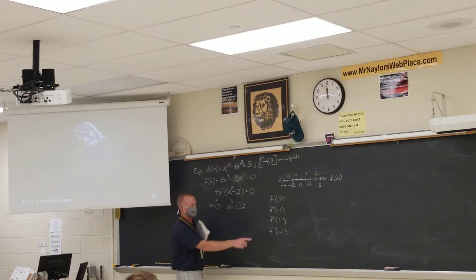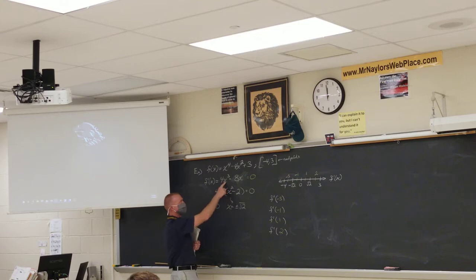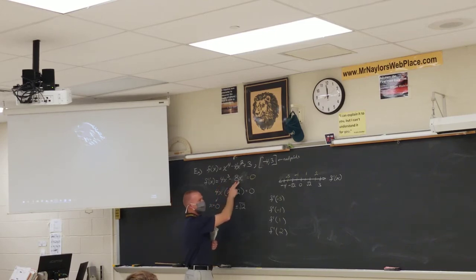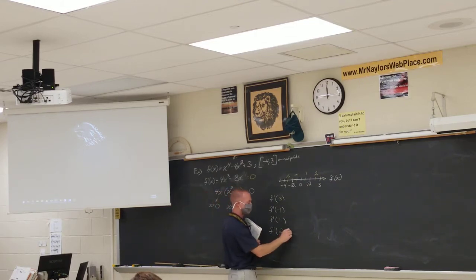Let's go backwards. Let's plug in 2. That's kind of easy to do. You can plug in 2. You cube it. That gives you 8. Times 4 is 32. Minus 16. 32 minus 16. Okay, it actually comes out to be positive 16. Are you ready to just say positive?